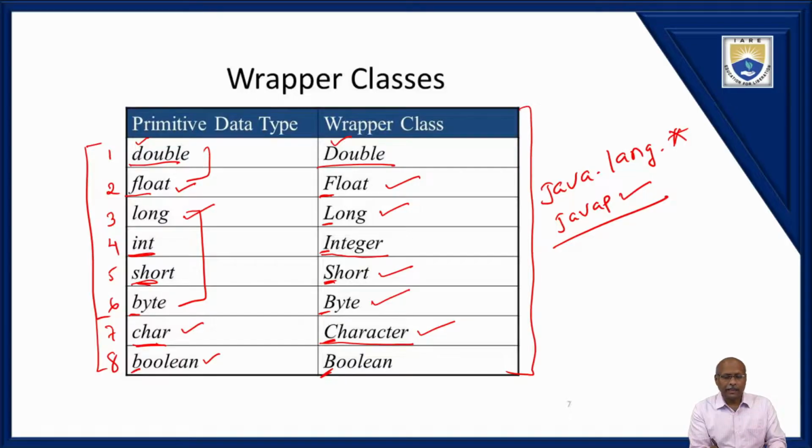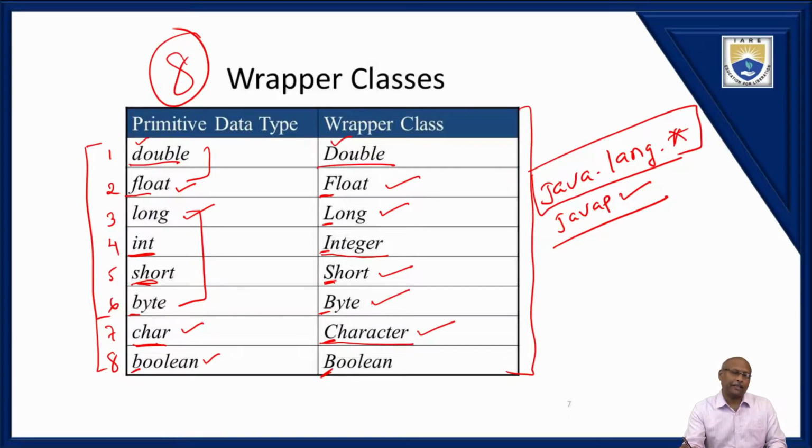So totally how many wrapper classes? There are 8 wrapper classes. And those wrapper classes belong to which package? They belong to the lang package, because these are all related to the language. Every language supports the primitive data types. For every primitive data type, you will find a corresponding class. That class is called a wrapper class.